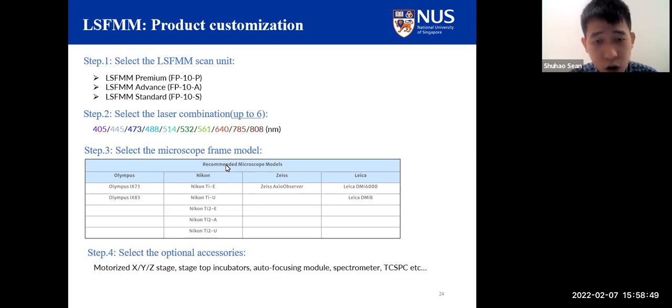And an auto focusing module and spectrometers if we want to do spectral imaging, and TCSPC if we want to do time-related imaging.